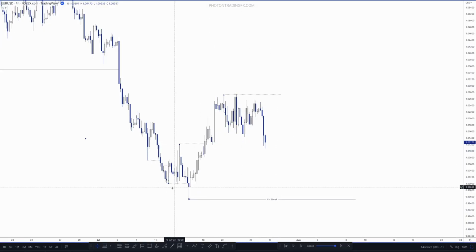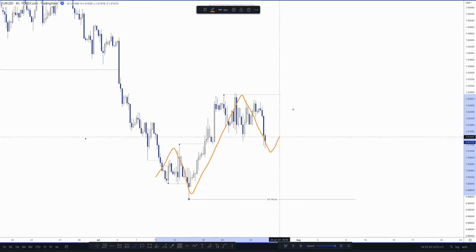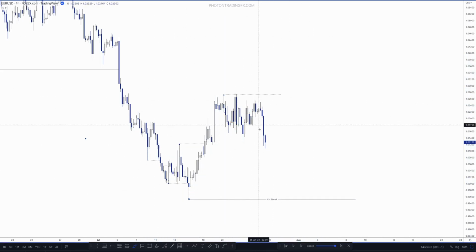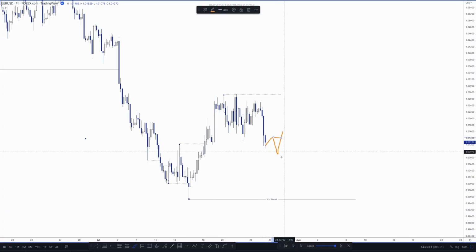But remember, at this point, what we're expecting from an internal structure perspective, we're just expecting that pullback and then looking to go. So when we clear out of this mess, now what you can start to think about is, okay, now change of character would be a bit more useful to look for. Because if we came down like this, we had a fractal pullback, and then we got a bullish change of character here, what would that signal? That would signal the end of the internal pullback. And now change of character becomes a bit more of useful information, right?